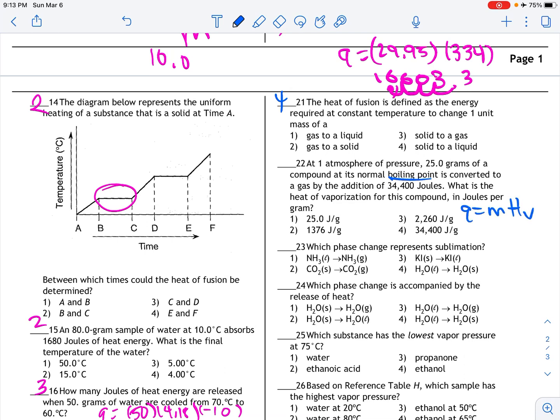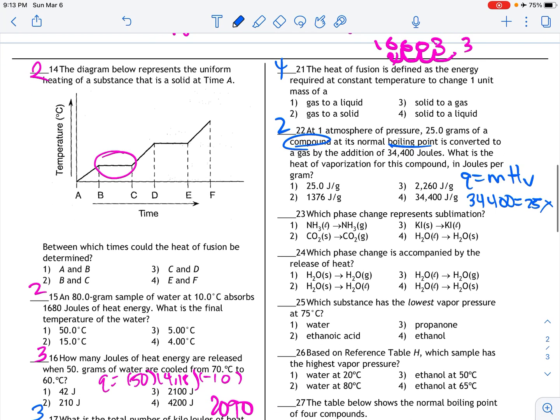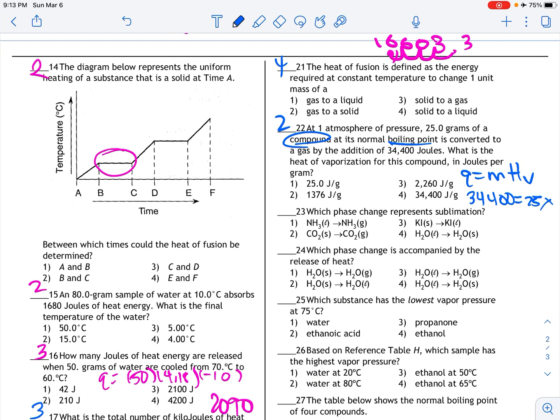And so we're not going to be looking at the front because this is what we're going to be calculating. It says a compound. It's not necessarily water. So 34400 equals 25 times X. So 34400 divided by 25 gives me 1376. That's our answer. Sublimation, this is something we just need to memorize.